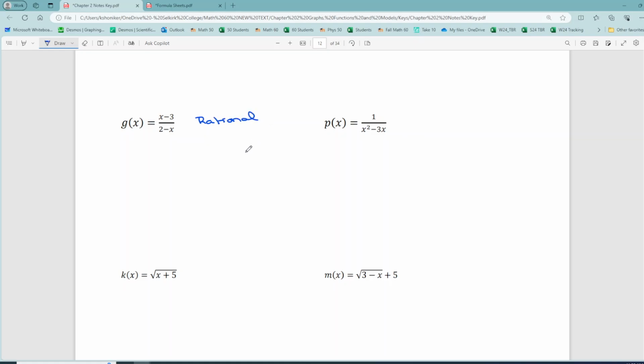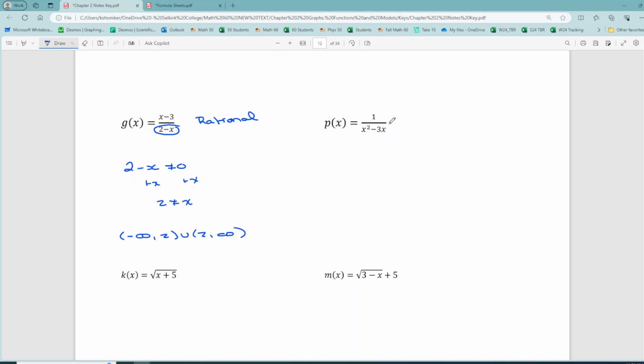And for this rational function, we know that denominators cannot equal 0. So 2 minus x cannot equal 0, and we know that because we can't divide by 0. To solve this, I'm going to add x to each side, and I get that x cannot equal 2. And that's a great domain, right? If you just leave it as that, that's fine. If you do interval notation, you can say it's negative infinity to 2 and then 2 to infinity, but I find that way more work.